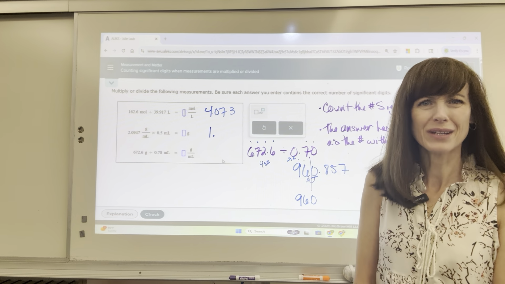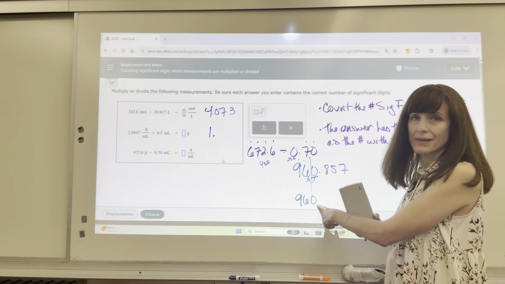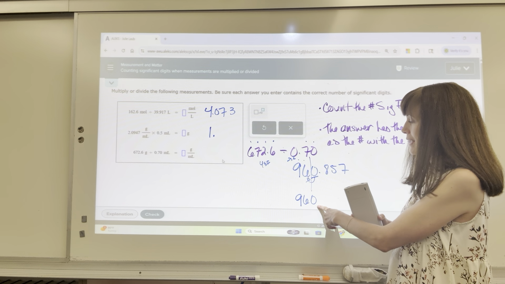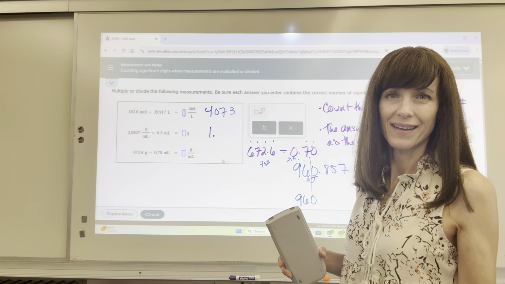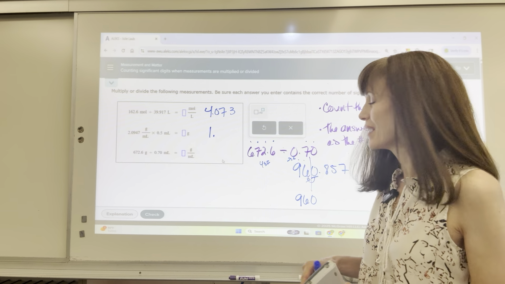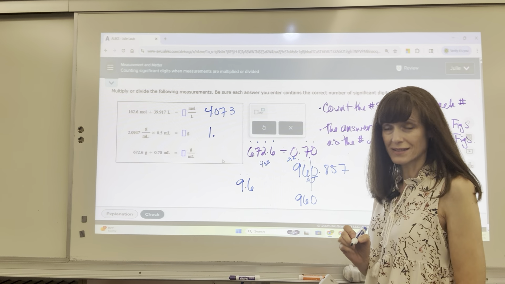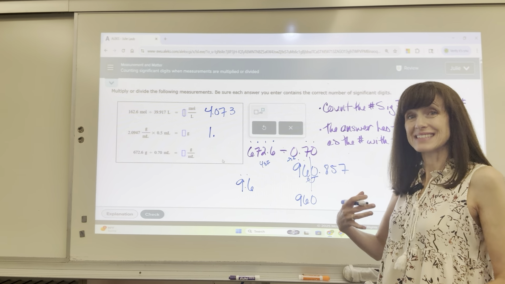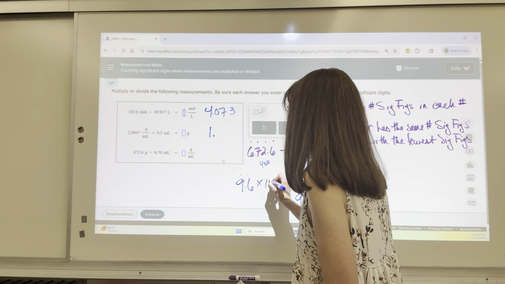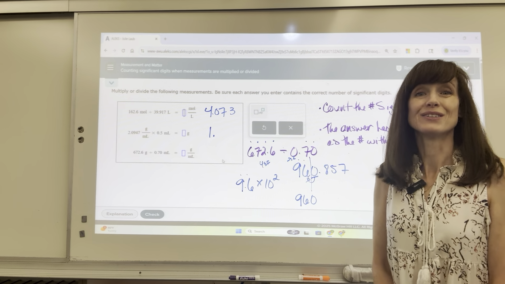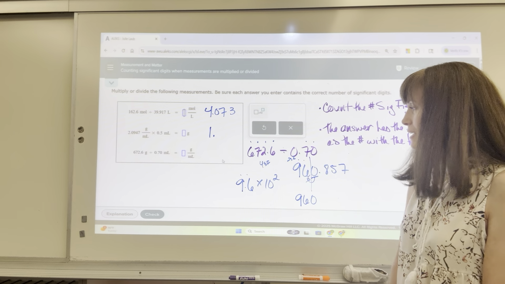Oh, tricky, tricky, tricky. 960, but I don't want to put a number in without a decimal. And I need to show that this has 2 significant figures. How do I do that? Scientific notation. 2 sig figs. We're going to have 9.6. There are my 2 sig figs. But I have to show it's actually 960. Let's move that understood decimal 2 places. So 9.6 times 10 to the 2. And that's our answer, 2 sig figs, 960. Very good.